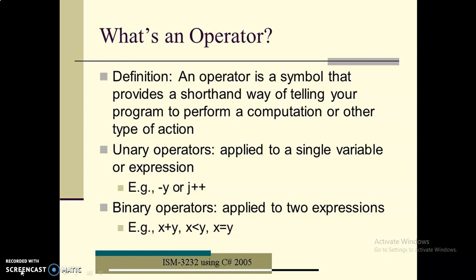An operator is a symbol that provides a shorthand way of telling your program to perform a computation or other type of action. An operator is a symbol that tells your compiler to perform some operation or computation. Unary operators are applied to a single variable or expression, for example -y or j++. Binary operators are applied to two expressions, for example x + y, x < y, x == y, like that.